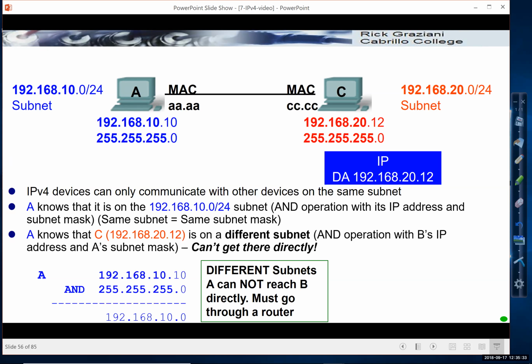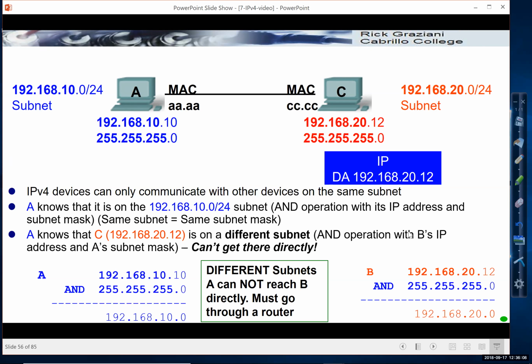But it doesn't know the mask of C, but it says, you know what, if you're on my network, we have the same mask. So I'm going to take the destination IPv4 address, that of C, use my mask, that of A, and ooh, it looks like we have a different result in the bitwise AND operation. It shows a different network address. Now, it doesn't really know that this 192.168.20.0 address is C's network address because it doesn't know the mask of C.